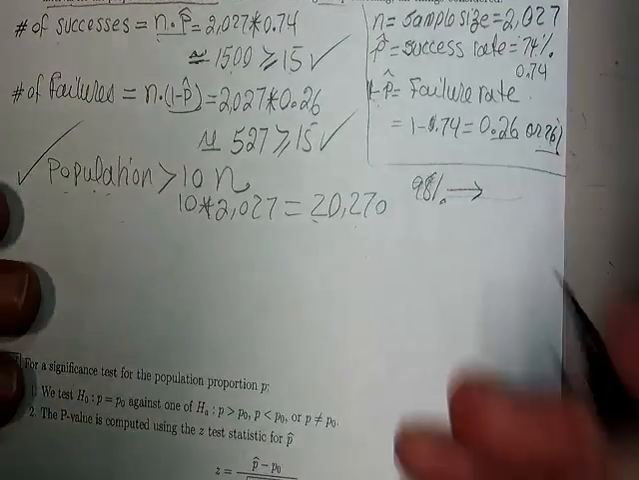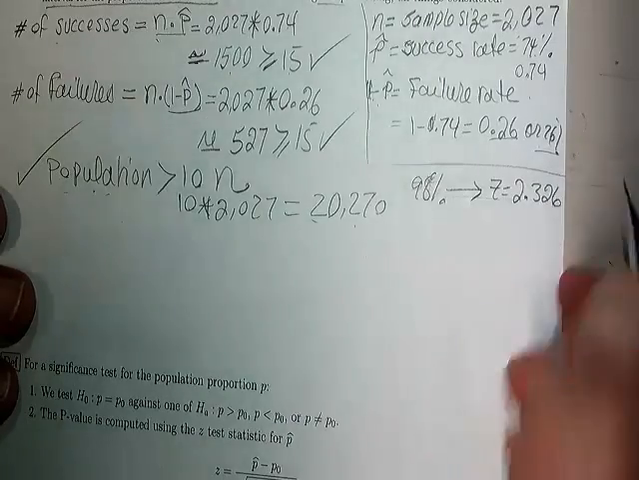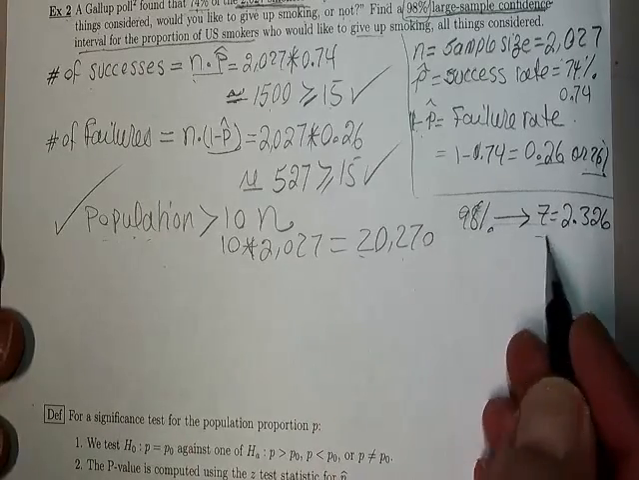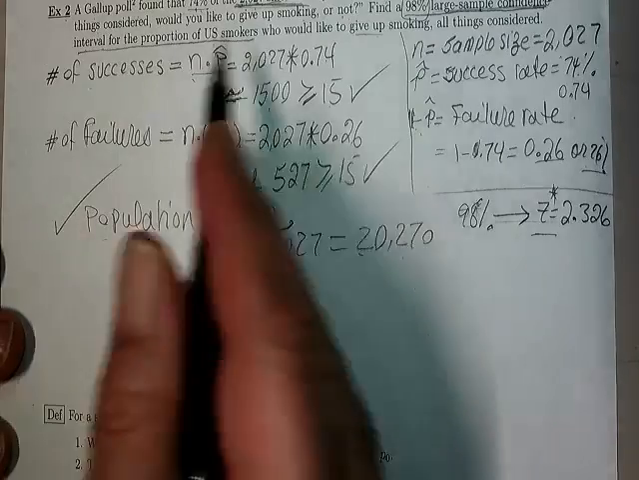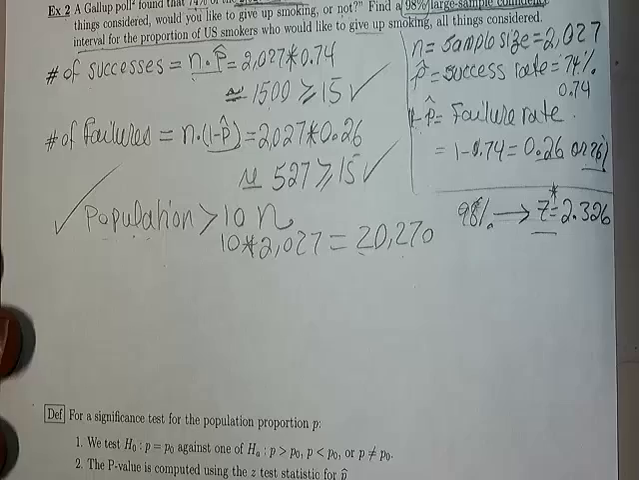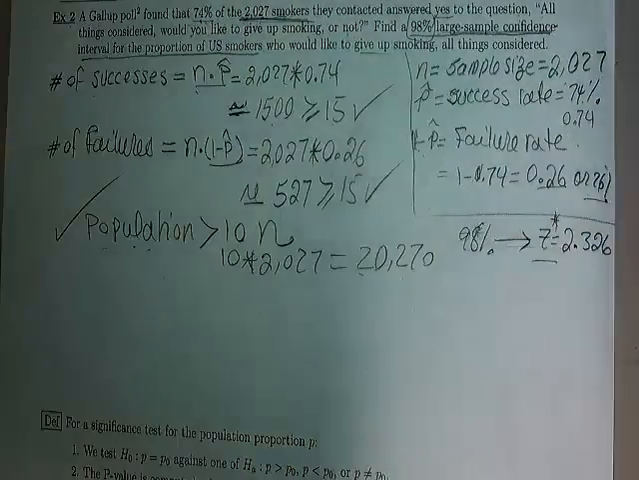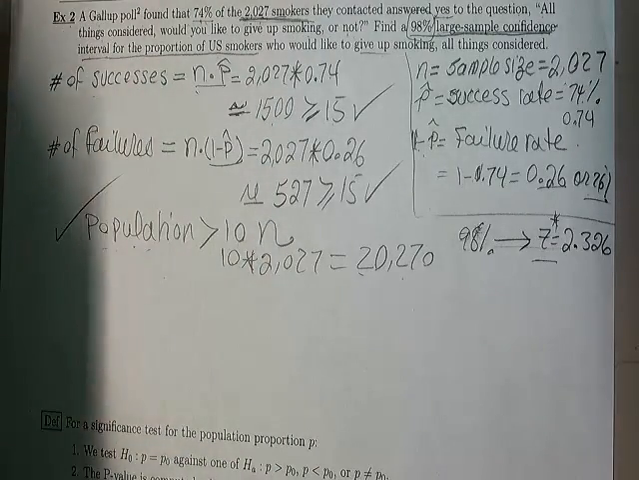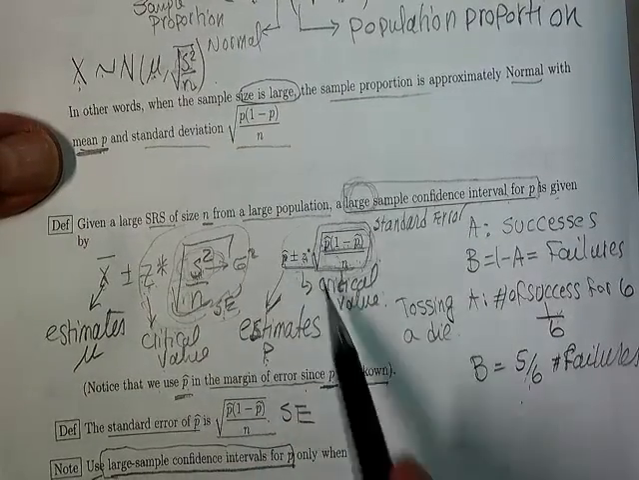2.326. So that is Z star. 2.326. Now we have Z, this is Z star. We have all these values we got to find. We have to look for the confidence interval formula. And if you recall, we had this before, confidence interval. This is the formula we are going to use. It's on page 2. Okay?